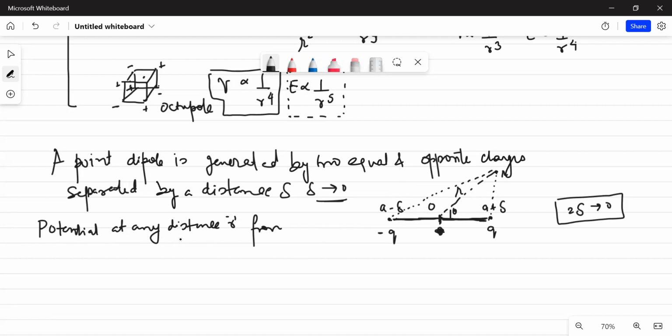सो लेट अस कंसिडर द पोटेंशियल एट एनी डिस्टेंस r फ्रॉम O फॉर द गिवन अरेंजमेंट. ऐसा समझ लेते हैं कोई गिवन अरेंजमेंट.